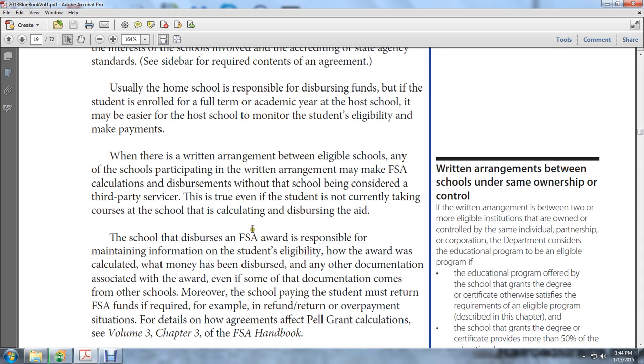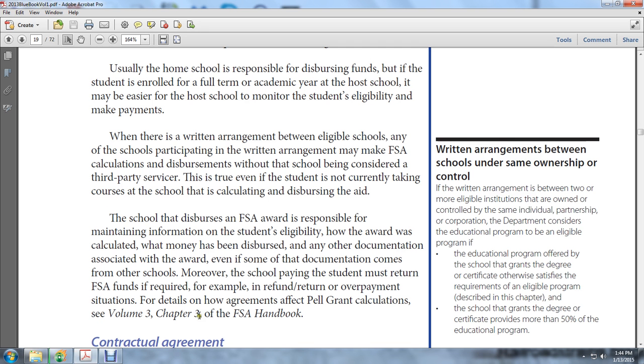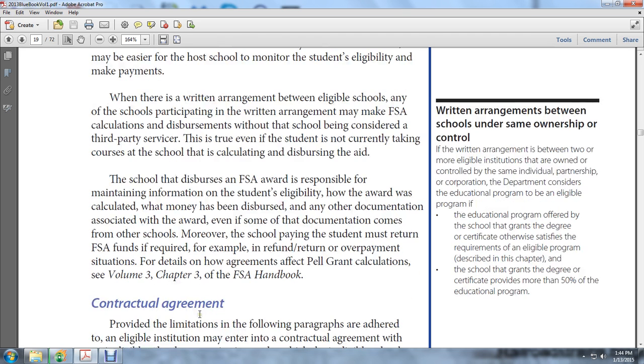The school that disburses the federal student aid award is responsible for maintaining information on student eligibility, how the award was calculated, the money that has been distributed, and any documentation associated with the award, even if some of the documentation comes from the other schools. Moreover, the school paying the student must return the federal student aid if required, for example, in a refund or return or overpayment situation. For the details of the agreements on Pell Grant calculations, see Volume 3, Chapter 3 of the Federal Student Aid Handbook.